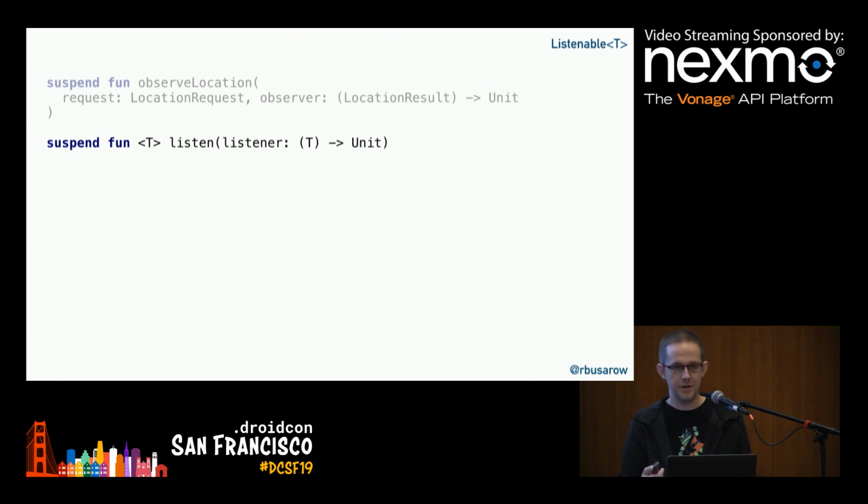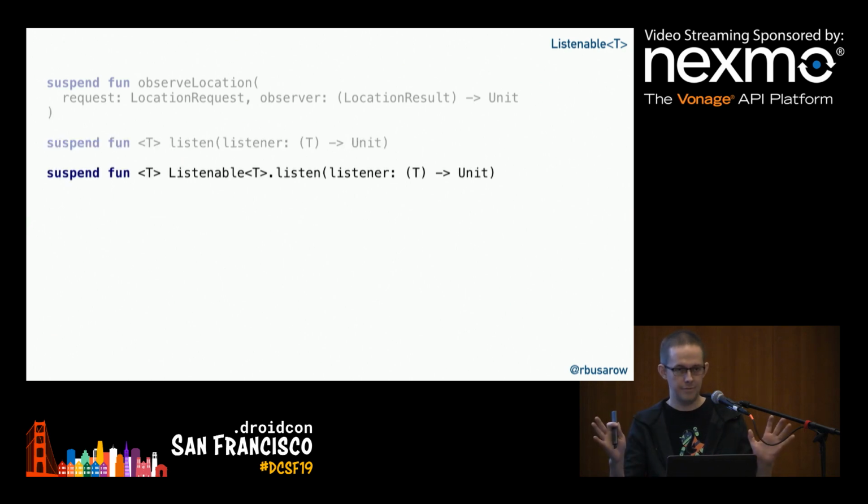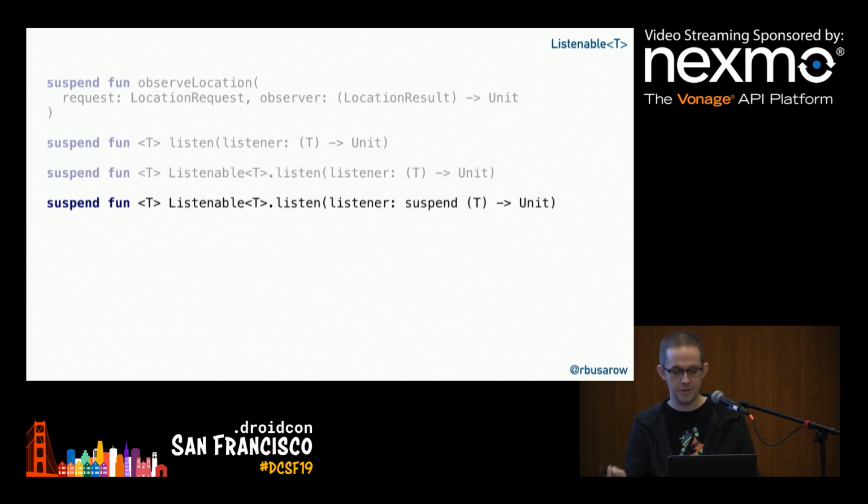This still isn't very good because it's clearly a member function. It would need to be written in whatever class you want to operate in, but you can fix that by making some listenable interface and making it an extension function upon that. But now we don't have coroutine support for this callback. Even though we know that we're going to be doing this with coroutines, and in a suspend function, that lambda is not a suspend lambda, so we can't delay or anything like that. But what we could do is simply mark it with suspend.